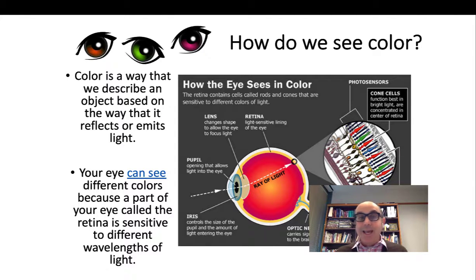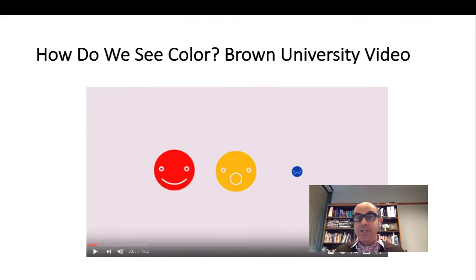But how do we see colors? Colors are a way to describe an object based on what we see or reflect through the light. The light can be from the sun or from electricity that shines on the object, and the eye can see different colors because of the part of the eye that is sensitive to different wavelengths of light. So basically the ray of light is a reflection of the colors we see.